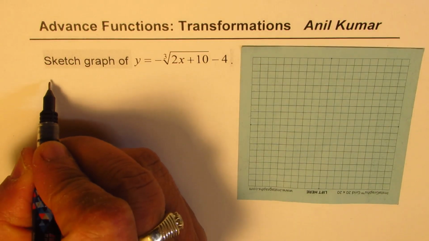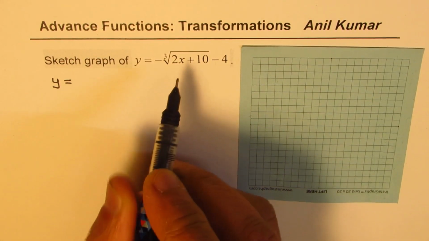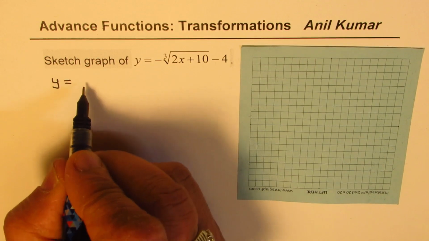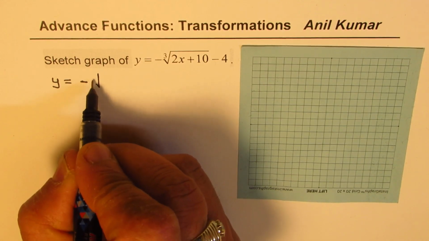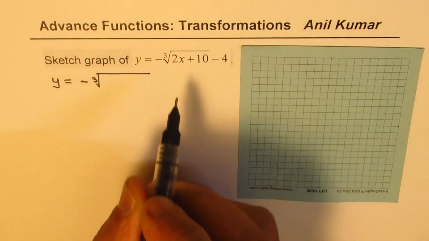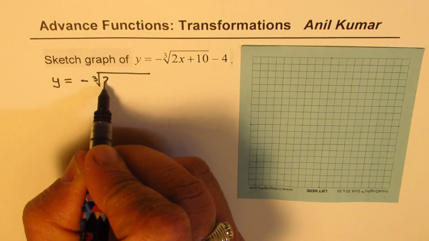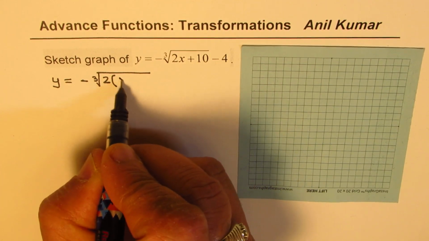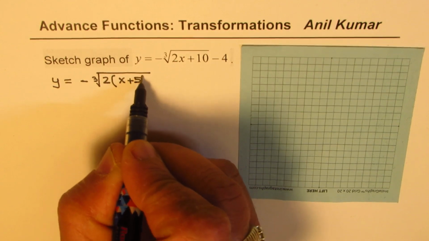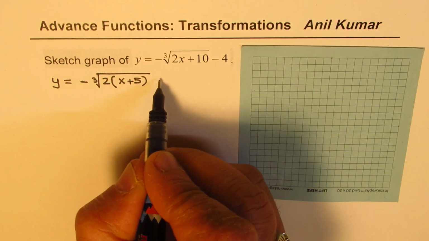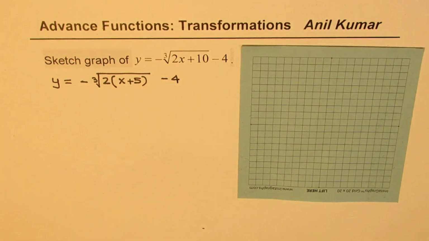Now the first step is to rewrite the function so that we get the right kind of transformations. We have minus cube root. We should take 2 common, right? So that is the first thing. Once you take 2 common, you get x plus 5 within the cube root and minus 4. Now we know exactly the transformations, right?